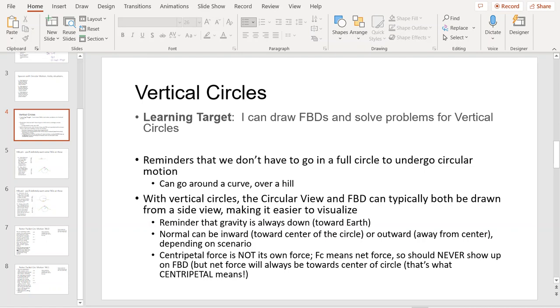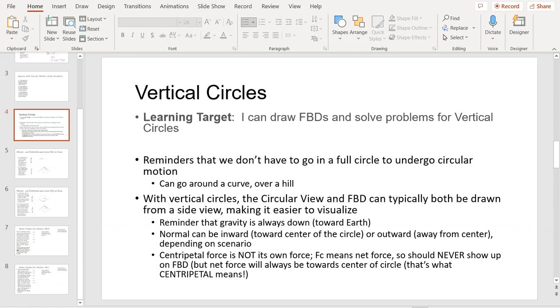This one is on vertical circles. Vertical circles is part of circular motion, but specifically we're going to be talking about just applications of circular motion. So as in we're going to be going over hills, between hills, speed bumps. Just want you to see how it applies to real world scenarios.